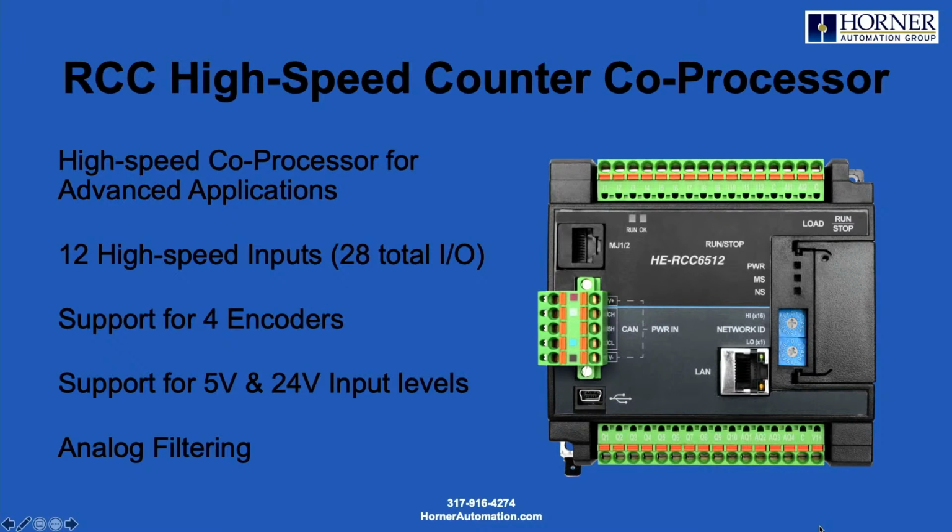It has some real analog filtering available. You can support both 5 volt and 24 volt signal levels on the input side. It supports plus or minus 10 volt analog outputs. So it's a powerhouse when it comes to high-speed counting, and it's really a coprocessor. It's not necessarily designed to be the only controller in an application.